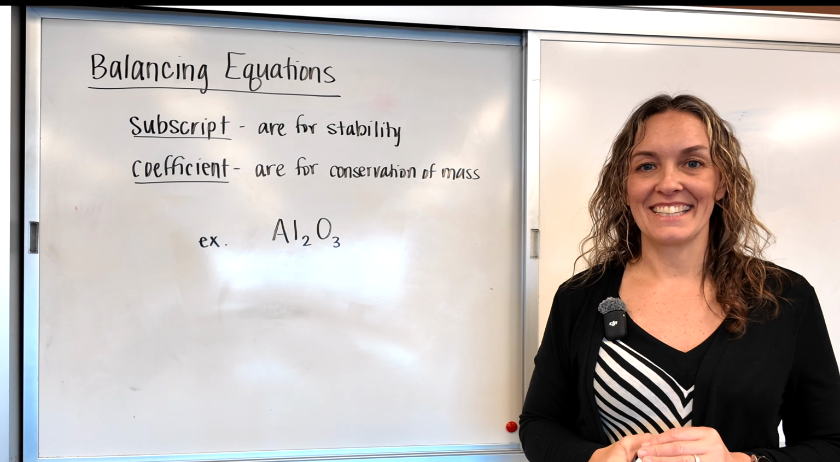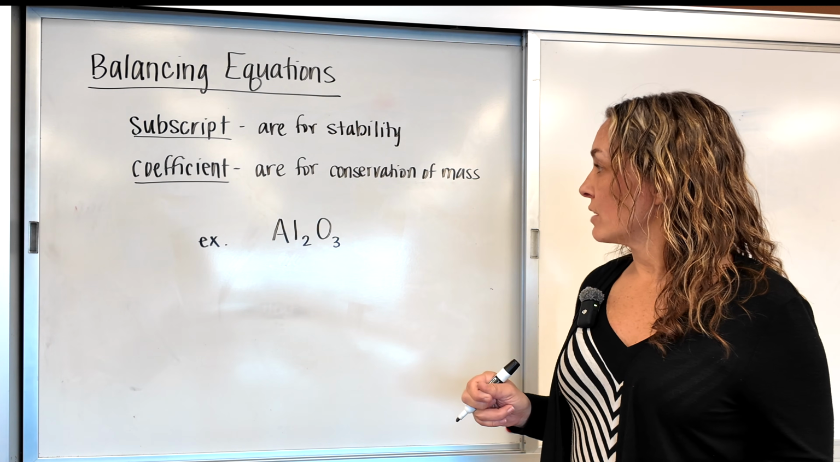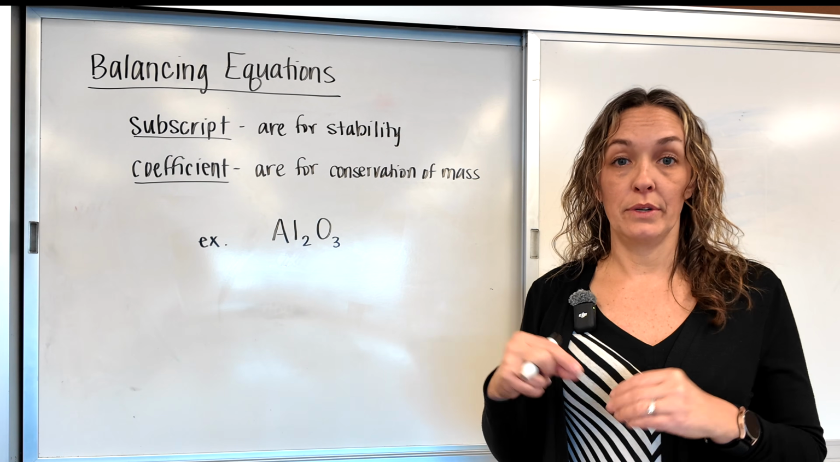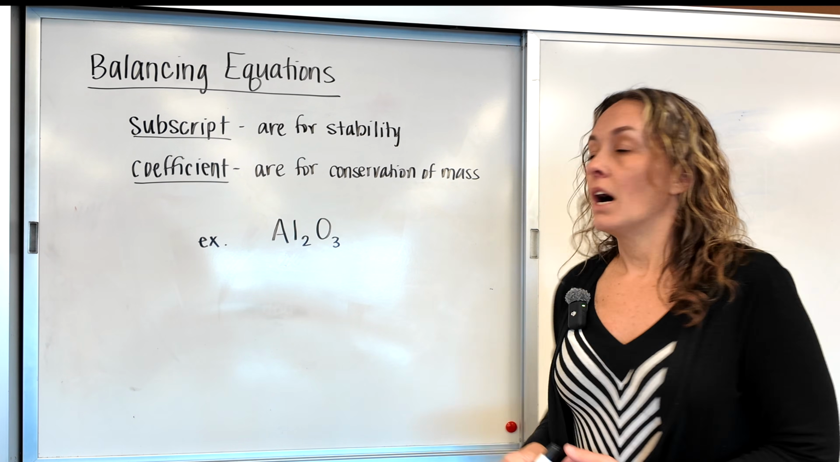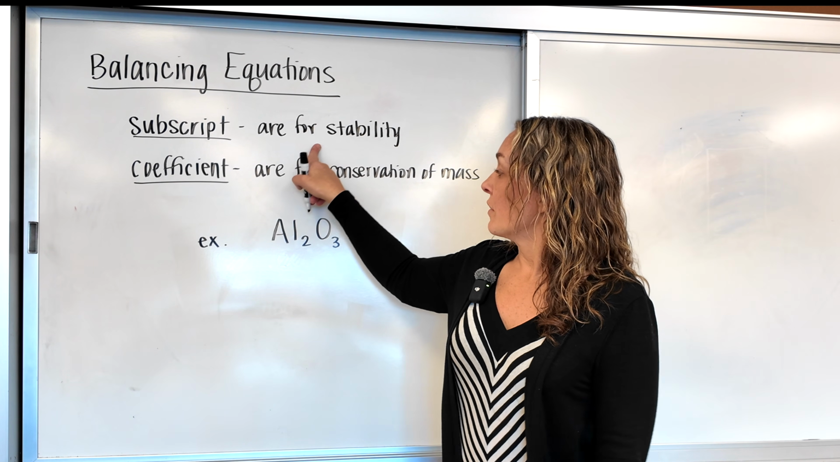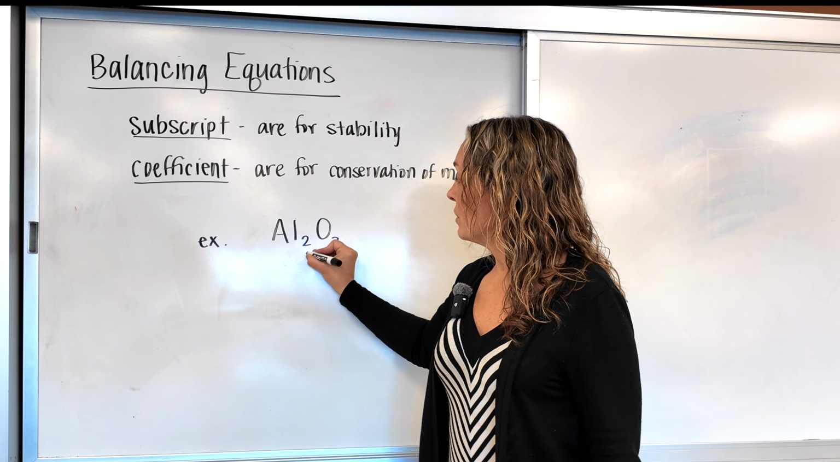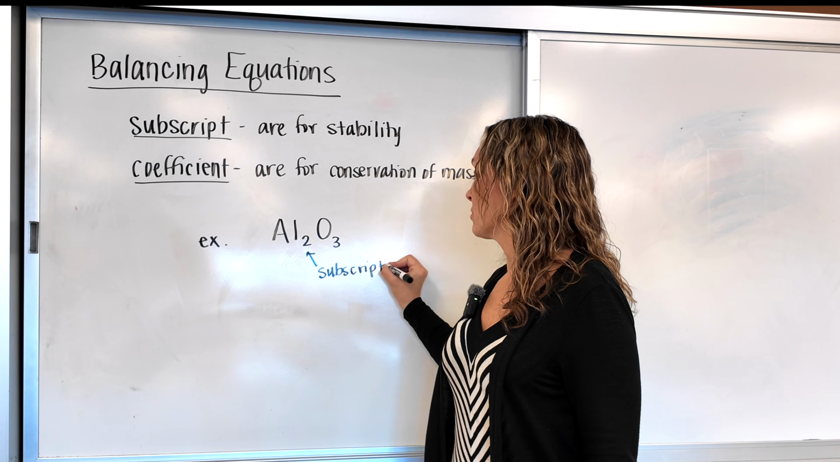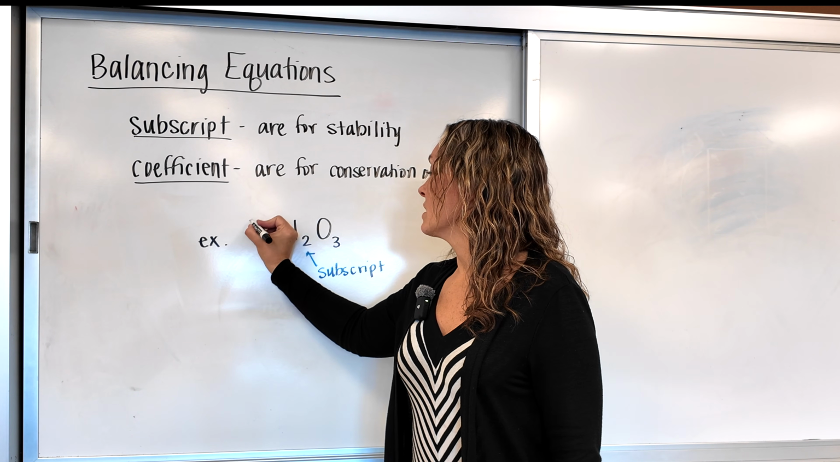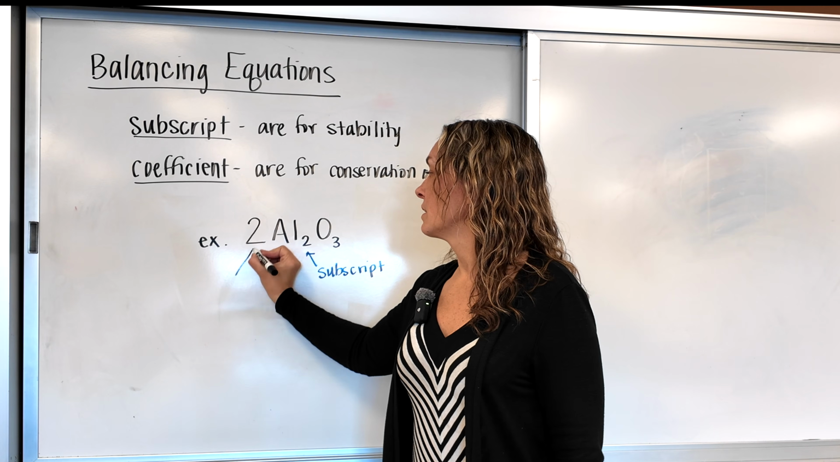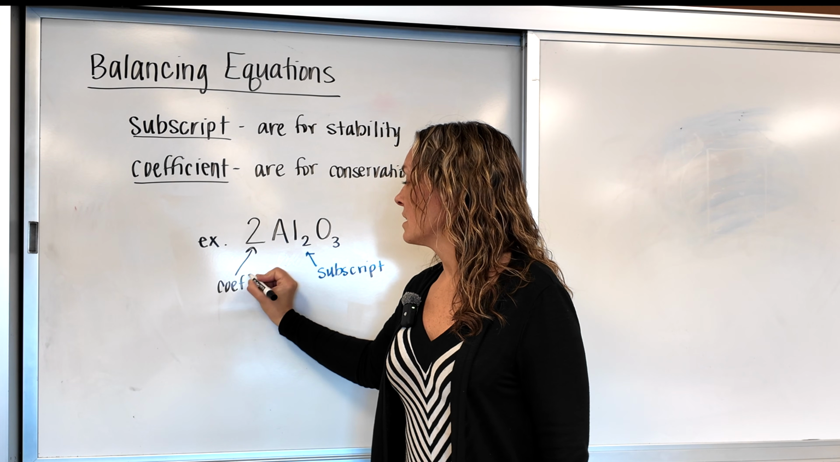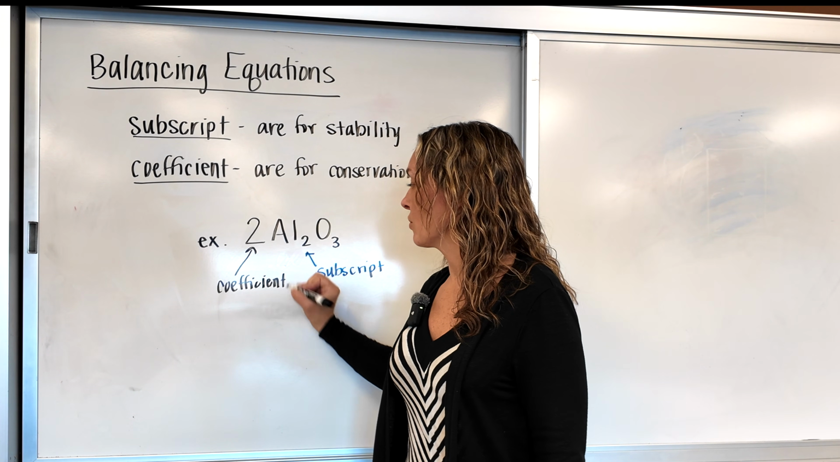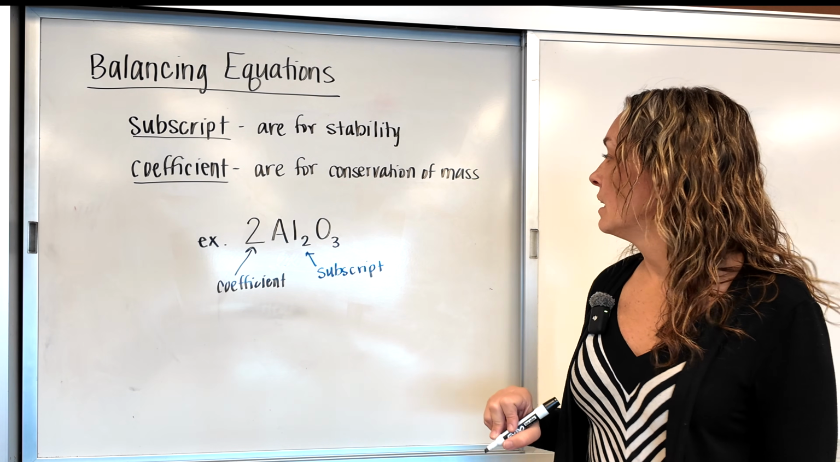Today we're going to work on balancing equations. And when we're balancing equations, we have to make sure that we understand the difference between a subscript and a coefficient. A subscript are the small numbers down below. These numbers are here for stability purposes. A coefficient is the big number out front. This coefficient is there to show the conservation of mass.